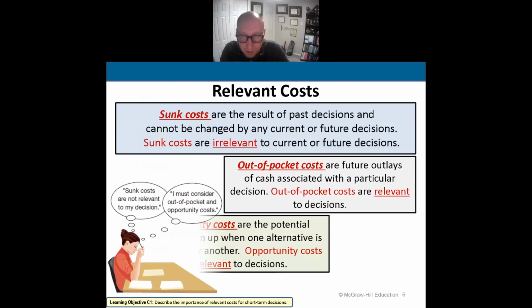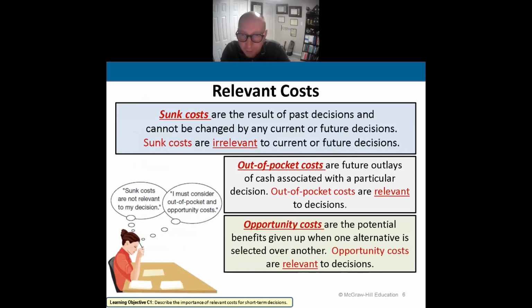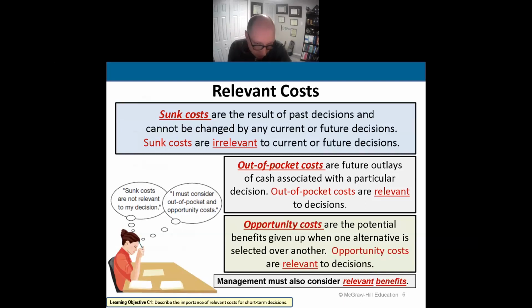Out-of-pocket costs are the costs associated with making a specific decision. They're very relevant to making the decision. And the opportunity costs are the costs foregone for selecting one alternative over the other. The opportunity cost is the cost of the other decision that you did not make. We need to look at costs that are relevant to making a decision.